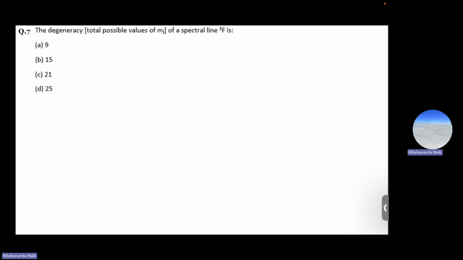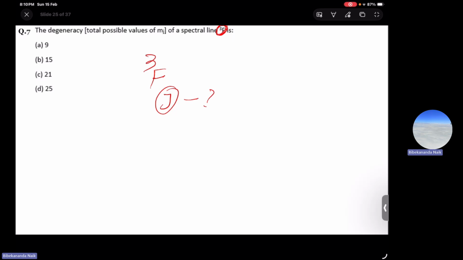So here it is mentioned what will be the degeneracy, which is basically the total possible values of Mj. First we need to find out the possible values of J, because in the 3f level the value of J is not present. Then corresponding to each J value, we have 2J plus 1 Mj values. So what will be the total number of Mj values, which is again called the degeneracy.